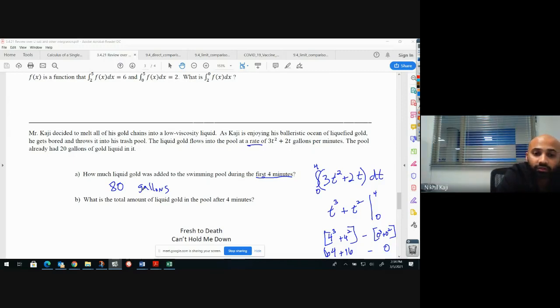Now how much water was inside the pool after that 4 minutes? So basically it's saying after this was added to it, how much total is in the pool now? Well, let's see, the pool already had 20 gallons in it. So it would just be 80 plus our initial amount, 20. So that would be 100 gallons.